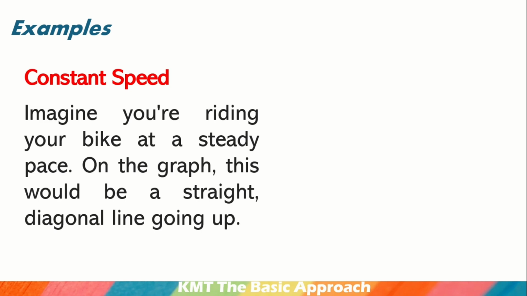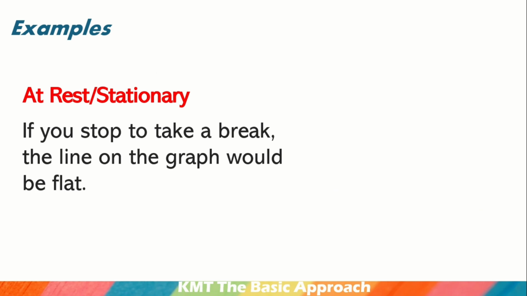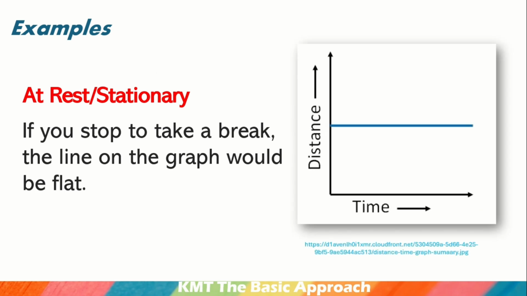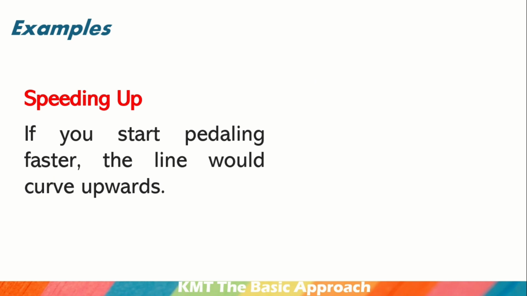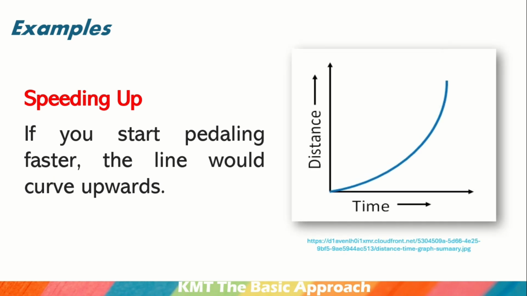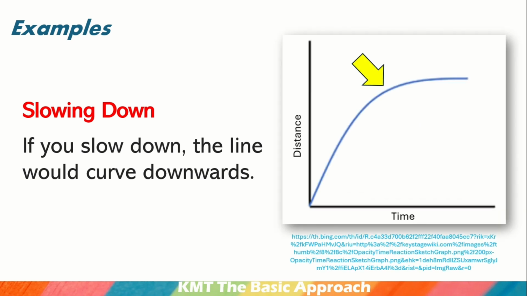Examples: constant speed. Imagine you're riding your bike at a steady pace. On the graph, this will be a straight diagonal line going up. At rest or stationary. If you stop to take a break, the line on the graph would be flat. Speeding up. If you start pedaling faster, the line will curve upwards. Slowing down. If you slow down, the line would curve downwards.